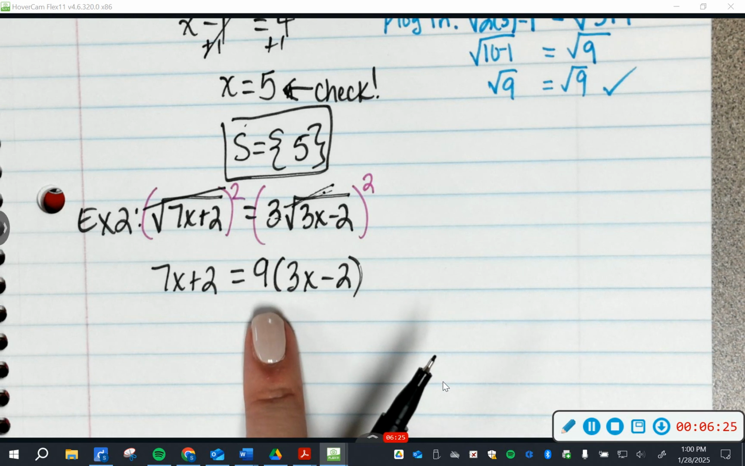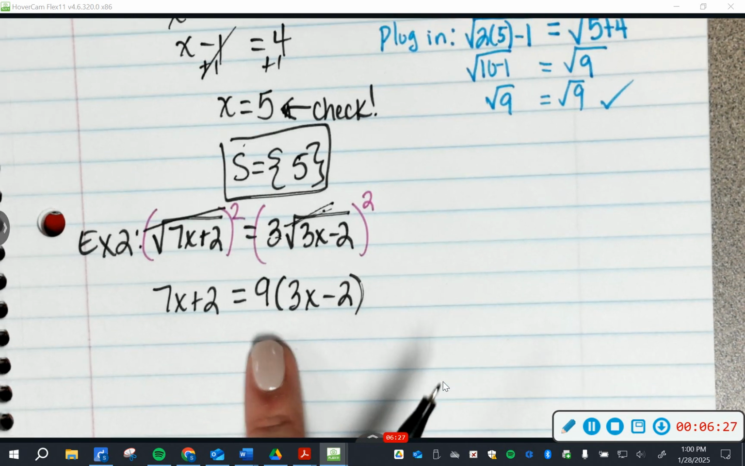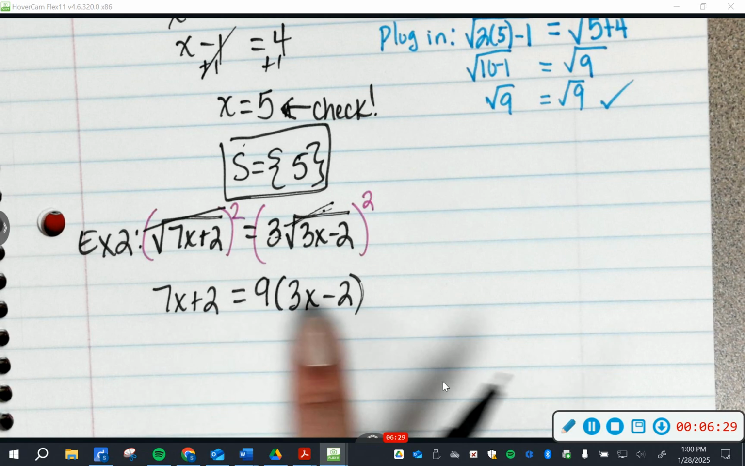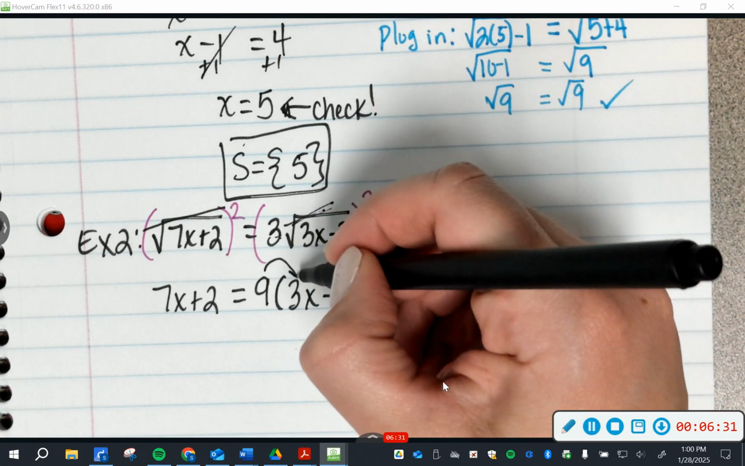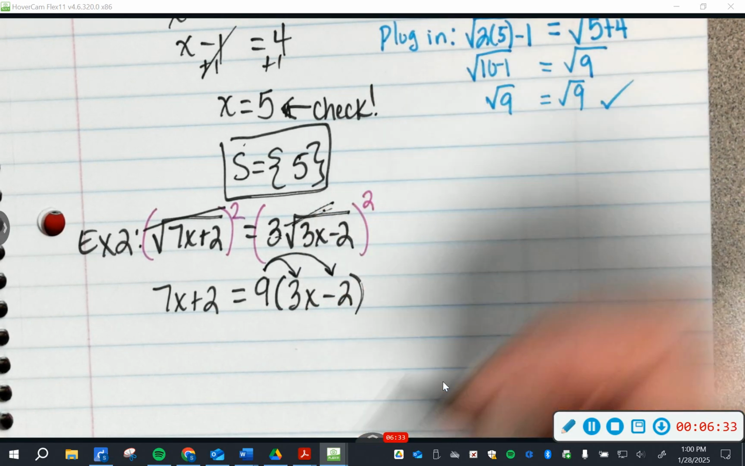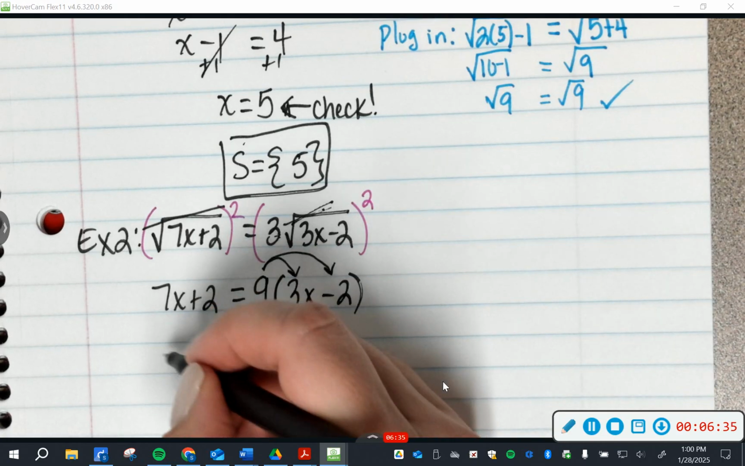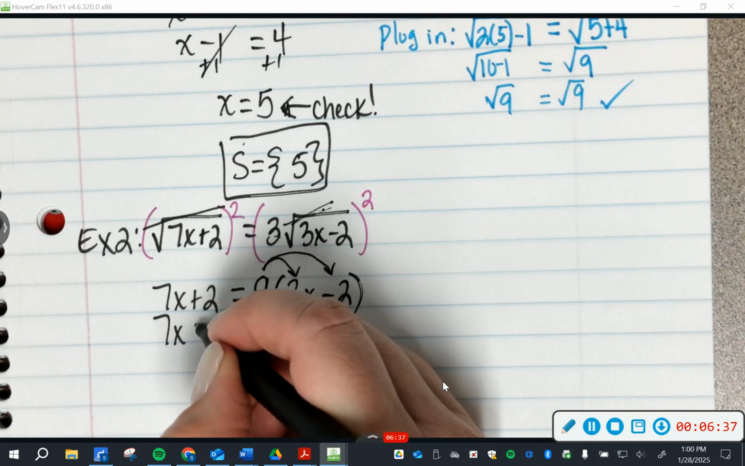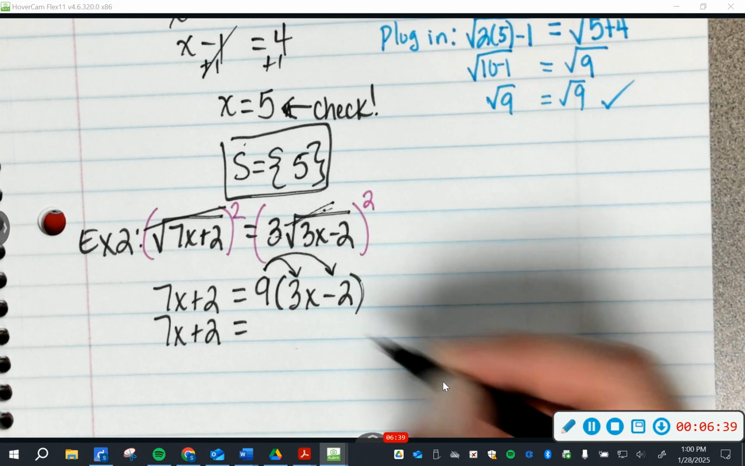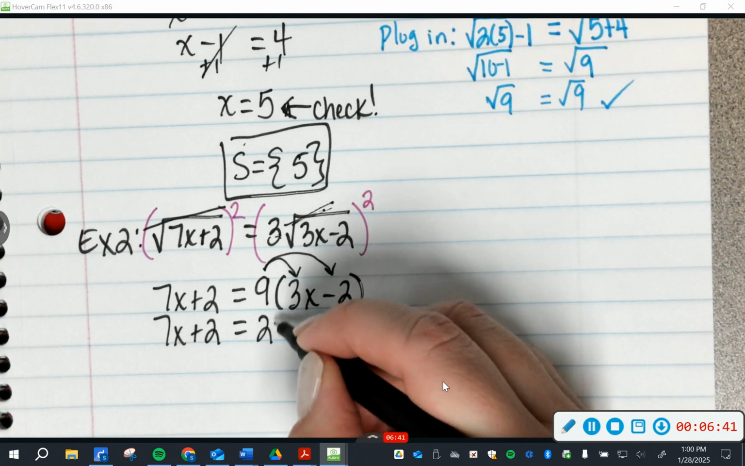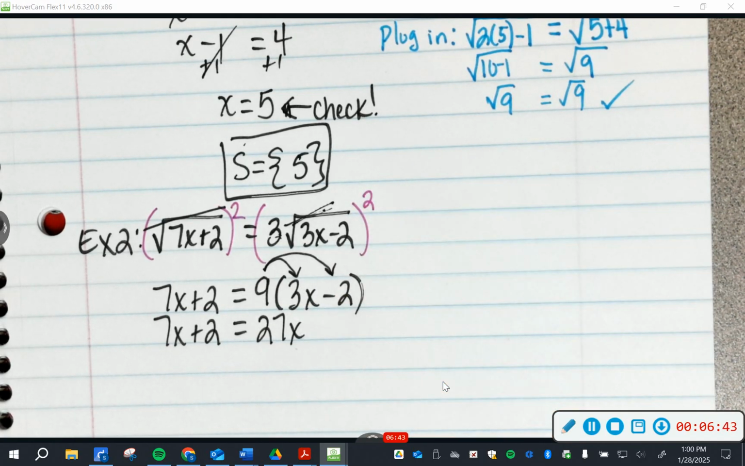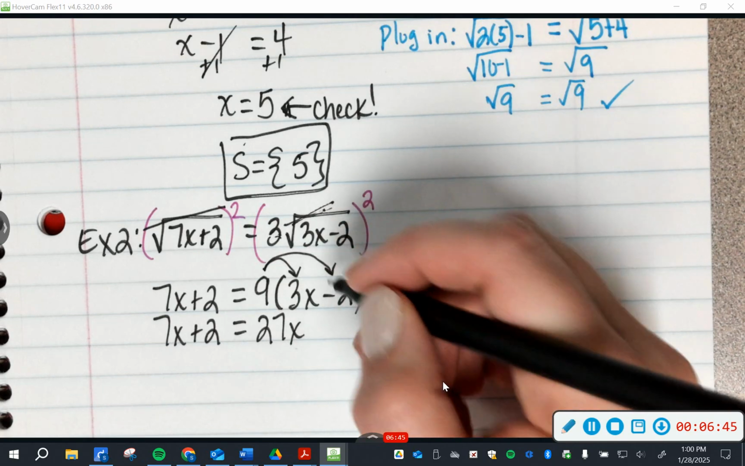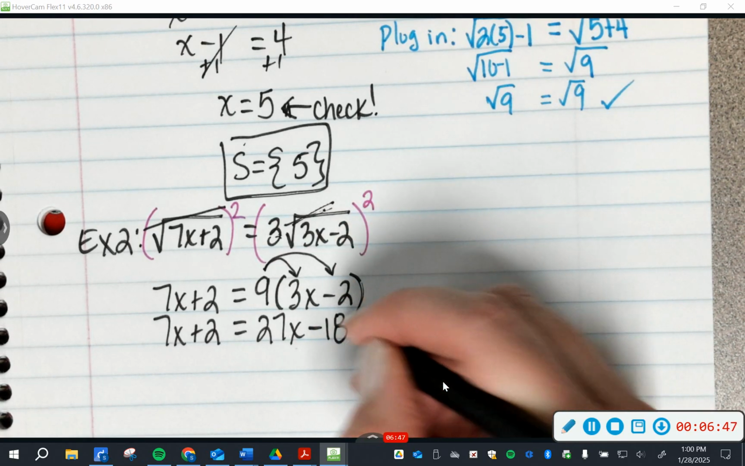Now from here, it's just like the other problem, right? Now it's linear. There's no x squared. So we just do all of our basic algebra skills. We're going to distribute that 9. 9 times 3x is 27x. 9 times negative 2 is minus 18.